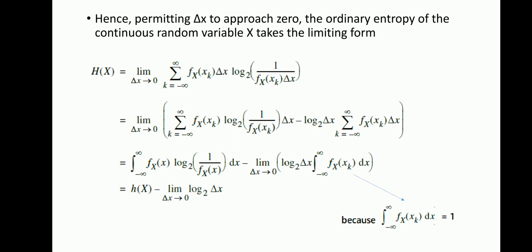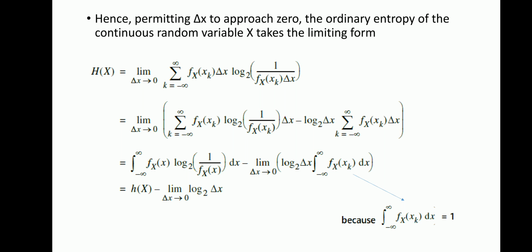So we can write H(X) as limit delta x tends to 0 of summation of k equal to minus infinity to plus infinity fX(xk) delta x log of 1 by fX(xk) delta x to the base 2. Then we can rewrite this log term as limit delta x tends to 0 of summation of k equal to minus infinity to plus infinity fX(xk) delta x log of 1 by fX(xk) to the base 2, minus another term, summation of k equal to minus infinity to plus infinity fX(xk) delta x log of delta x to the base 2. So we are rewriting that log term.